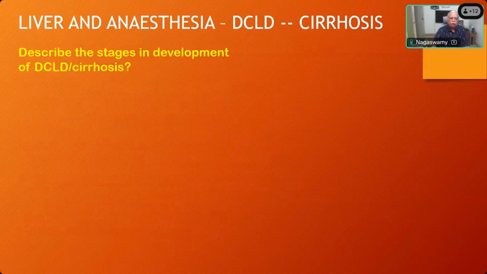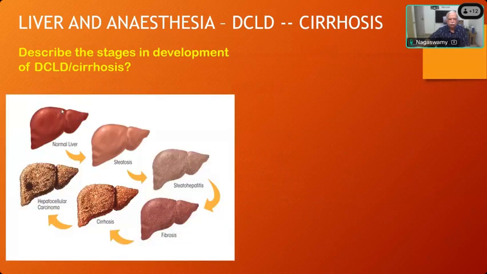Now, describe the stages in the development of alcoholic liver disease or cirrhosis. Histologically, how does it go? You said that it will be compensated and decompensated. But if you see the structure of a liver, how does it change during the development of cirrhosis? What are all the stages it will go through? So this is the picture you have to remember.